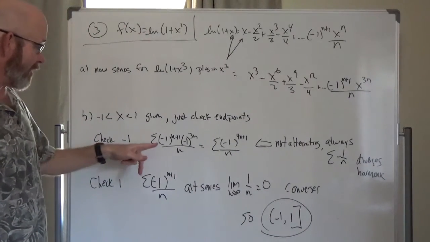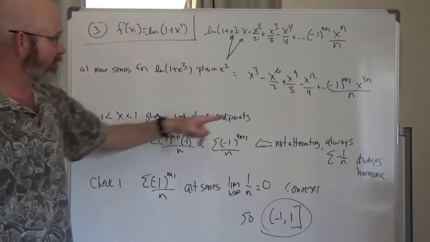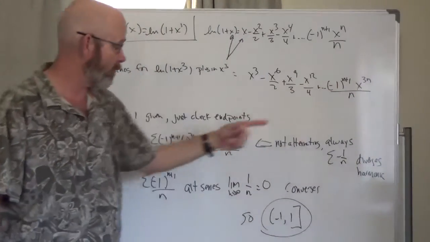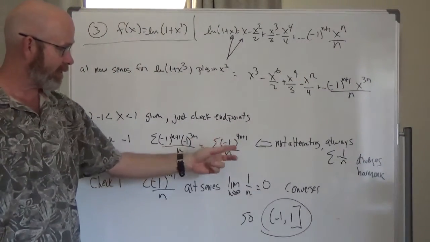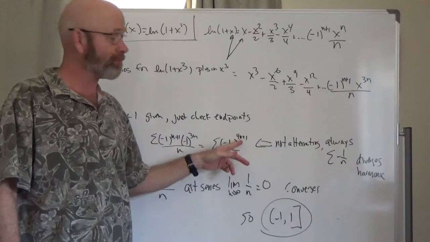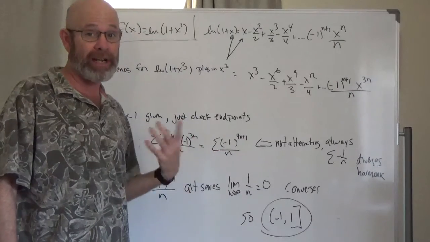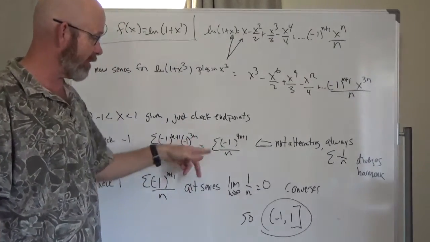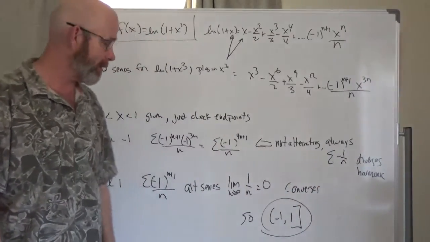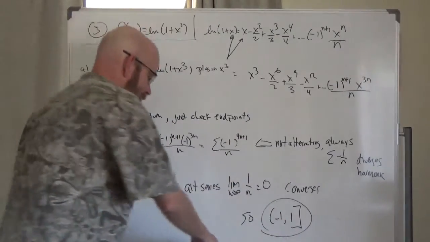The other one, however, you plug in the -1, you get -1 to the n plus 1, and then you get a -1 to the 3n over n. This becomes -1 to the 4n plus 1, and 4n plus 1 is always odd. Multiply 4 by n is an even, add 1, it's always odd, so it's not an alternating series. It looks like it's this one, but it's not an alternating series. It's actually just -1 over n, which is a divergent harmonic. So it's open on -1 and closed on 1.